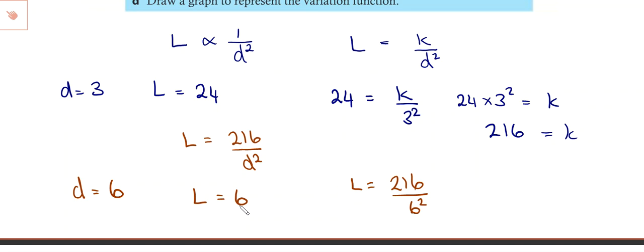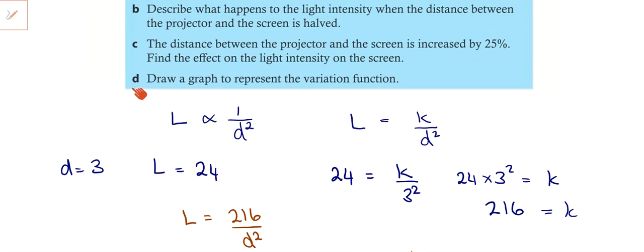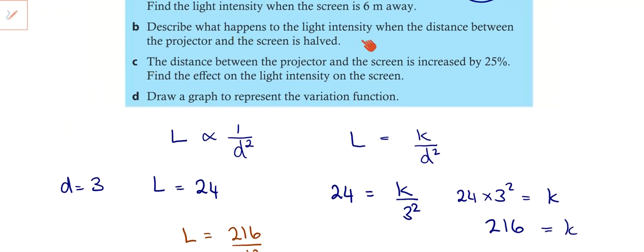Okay. Let's just, well, actually, let's read the rest of the question. So, are you okay? What I've written is not the clearest. I've written along instead of down for whatever reason. It says, describe what happens to the light intensity when the distance between the projector and the screen is r.